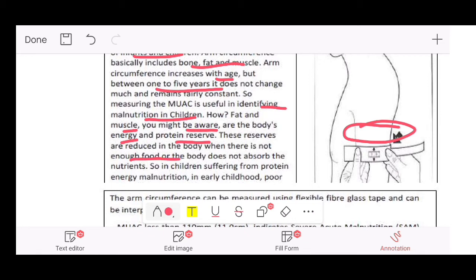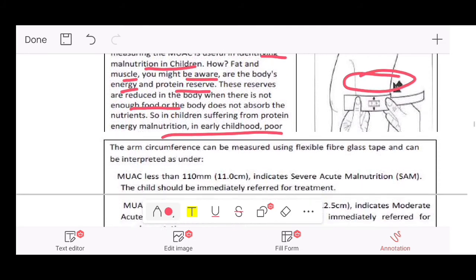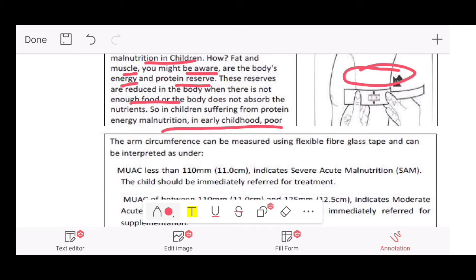If a person is not taking food for 2 to 3 days, then this energy which is stored inside the fat will be used. So in children suffering from protein energy malnutrition in early childhood, the arm circumference can be measured using a flexible fiberglass tape and can be interpreted as follows. This means the method is done with a fiberglass tape or any measurement tape.